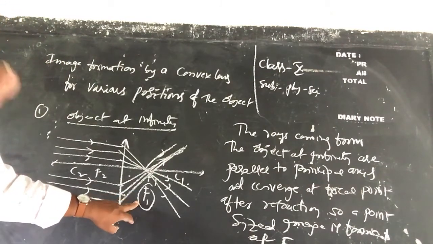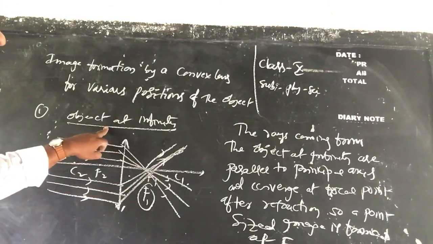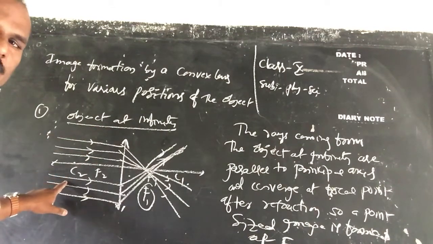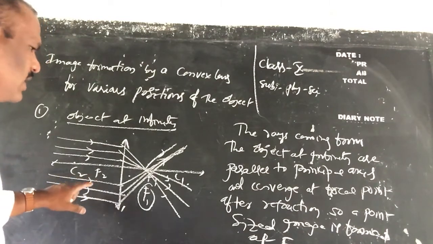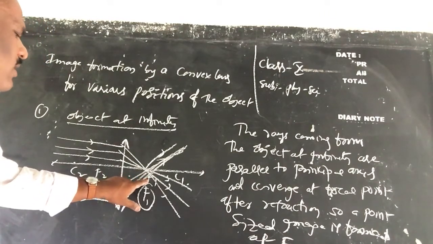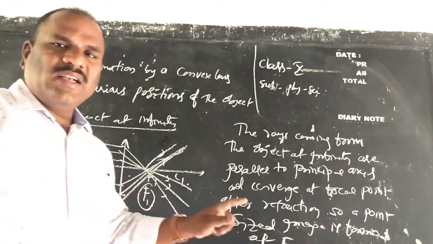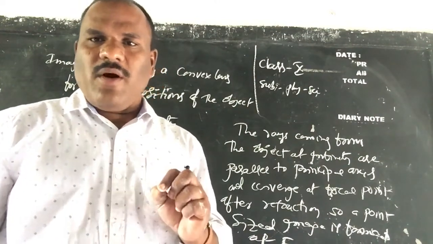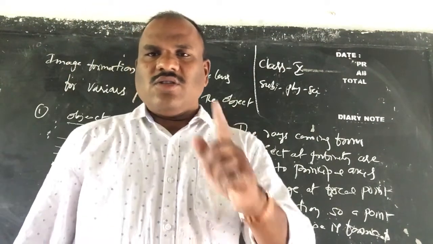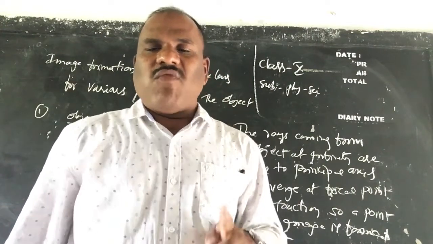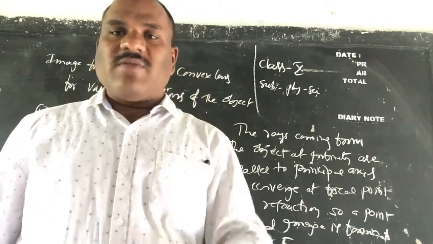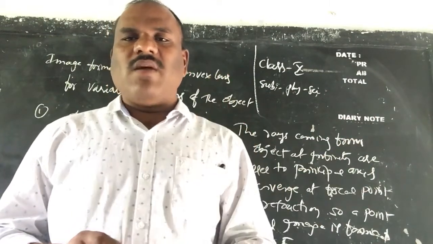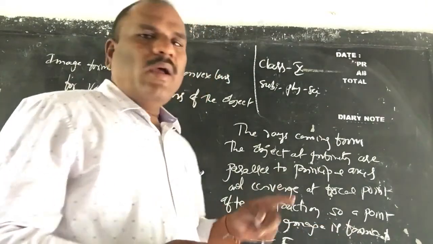So children, when the object is at infinity, whatever rays are coming from the object are parallel to the principal axis and converge at a point, the focal point, after refraction. So a point-sized image is formed at F. This is the first ray diagram, formed when the object is kept at infinity. The characteristic of the image is a point-sized image formed at F.